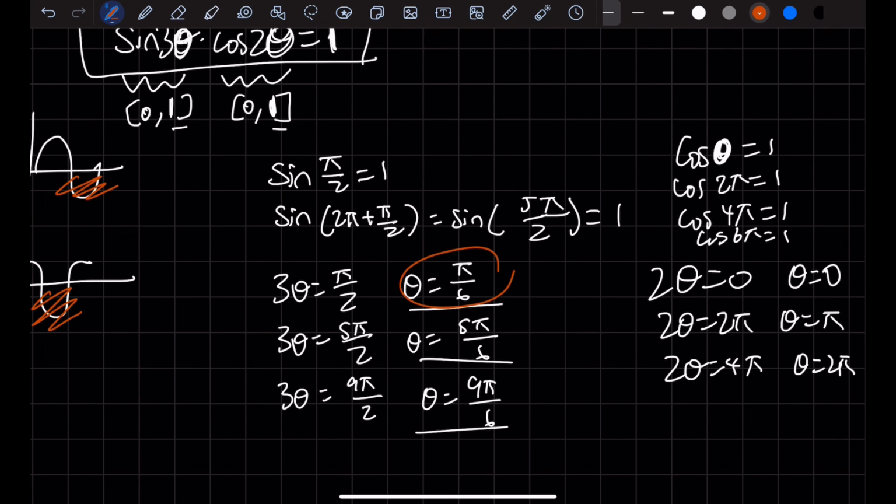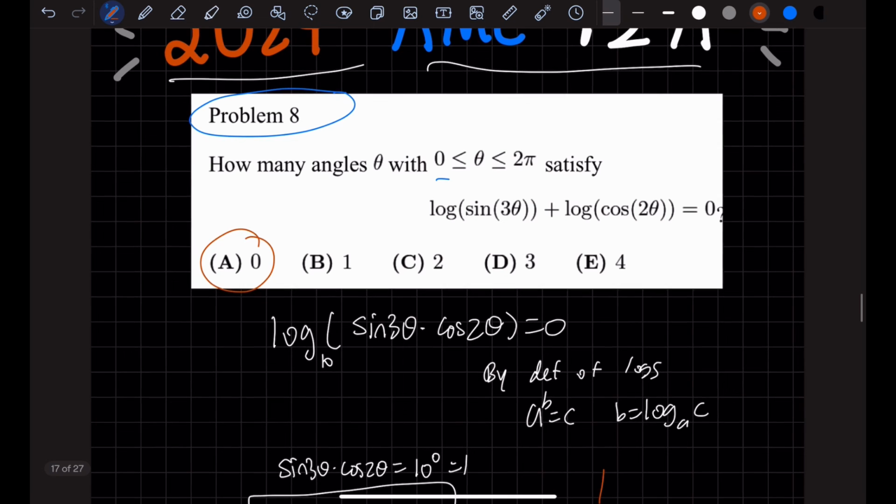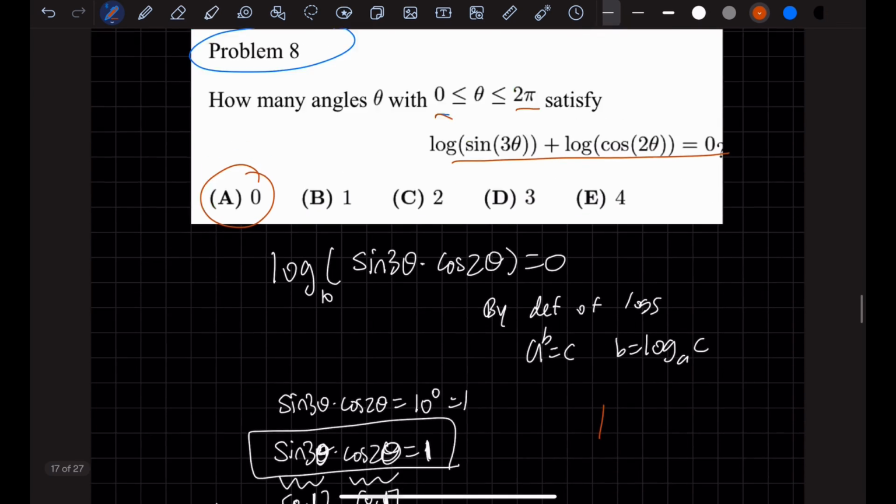So we see that none of these thetas match. None of these thetas are the same. So this probably means that our answer is 0. None of the angles theta between 0 and 2 pi would satisfy this expression right here. And that will be our answer.